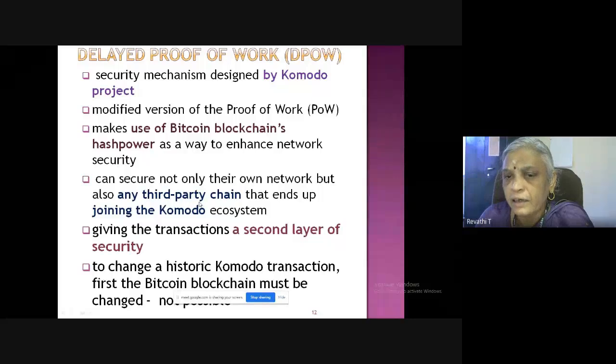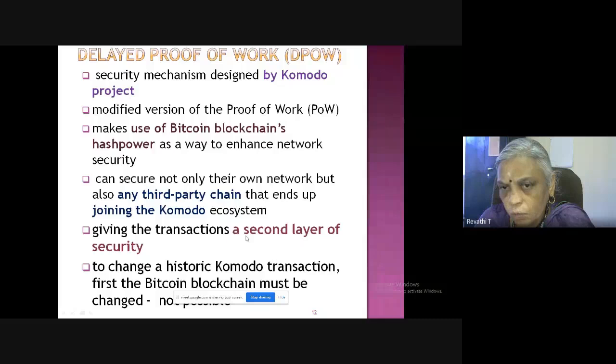Here it will use the Bitcoin hash power only to enhance the security. So not only their own network, any third party, if they are joining this particular network, can also use this. And this was mainly designed by a project called the Komodo project. There's a system called the Komodo ecosystem, and they are using it. So for every transaction, one more layer of security is provided by this Bitcoin blockchain, right?